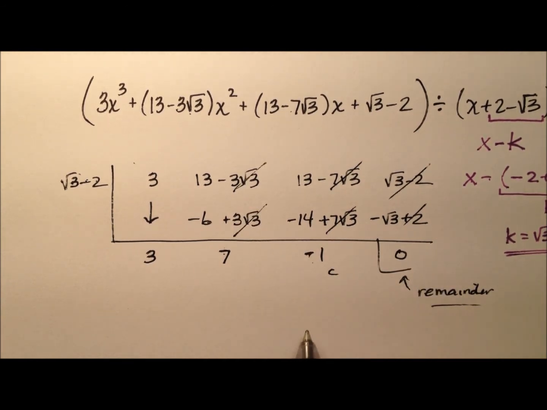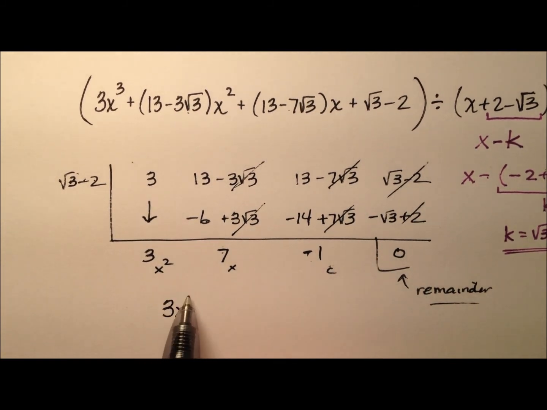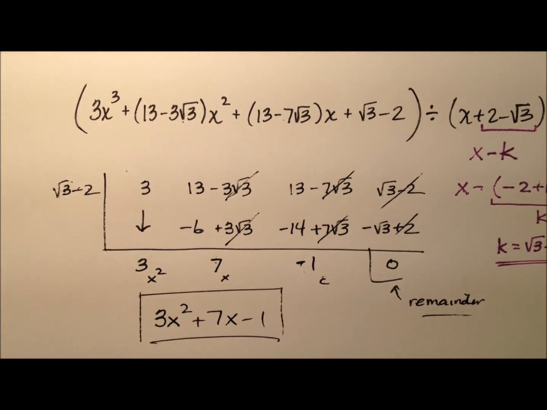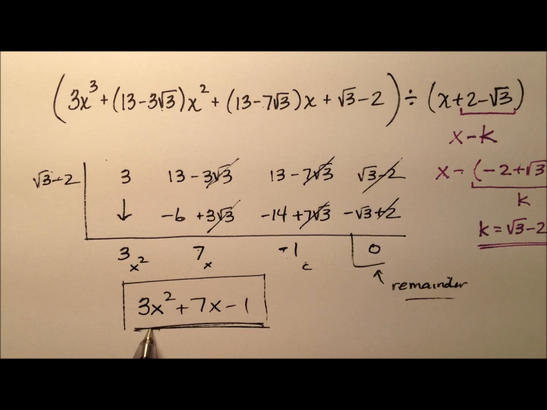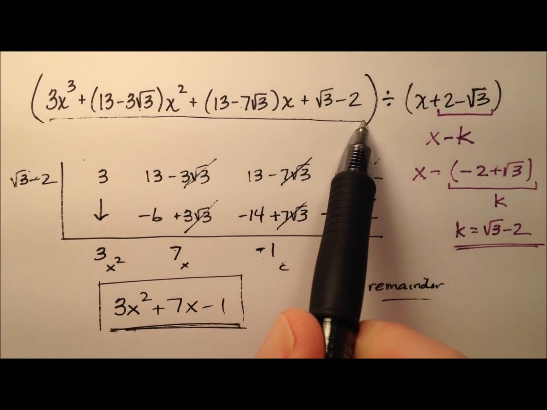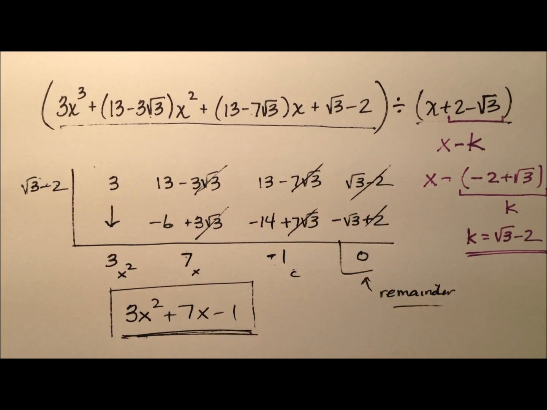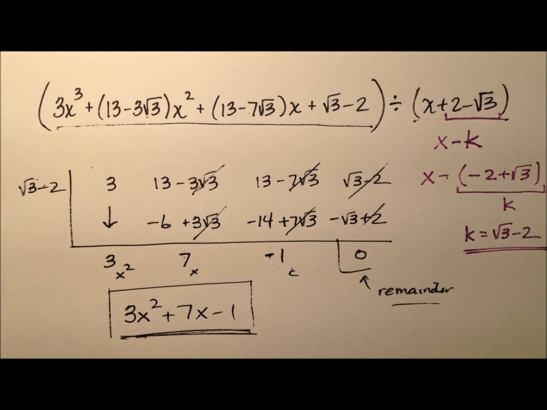So to build this back up, I have my constant, my linear, and my quadratic terms. So I'll have 3x squared plus 7x minus 1 with no remainder. So here's the polynomial I get when I use synthetic division to divide this original polynomial by this linear binomial, and all of these have both rational and irrational numbers running all over the place, so not too bad of a problem.